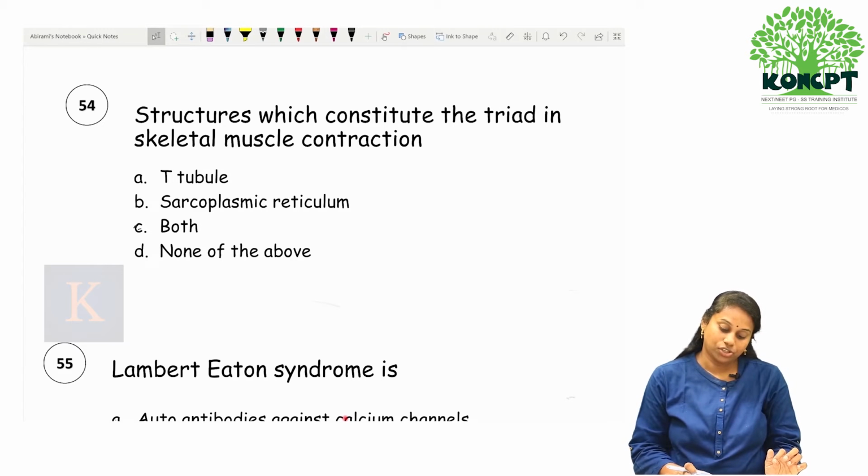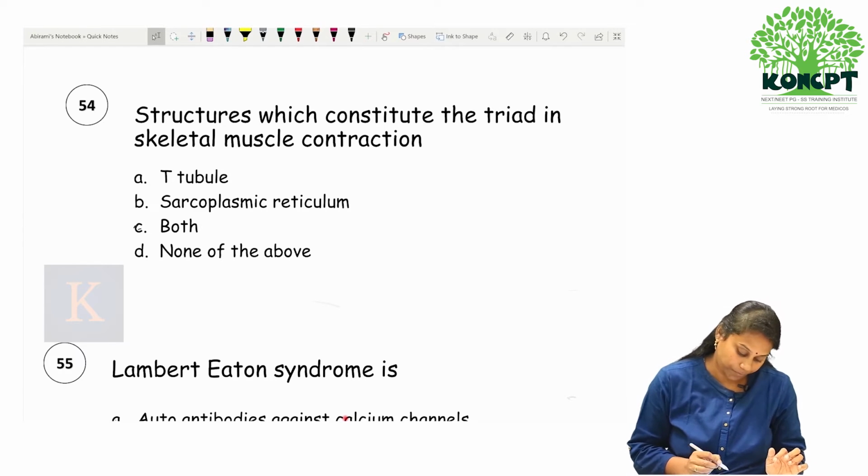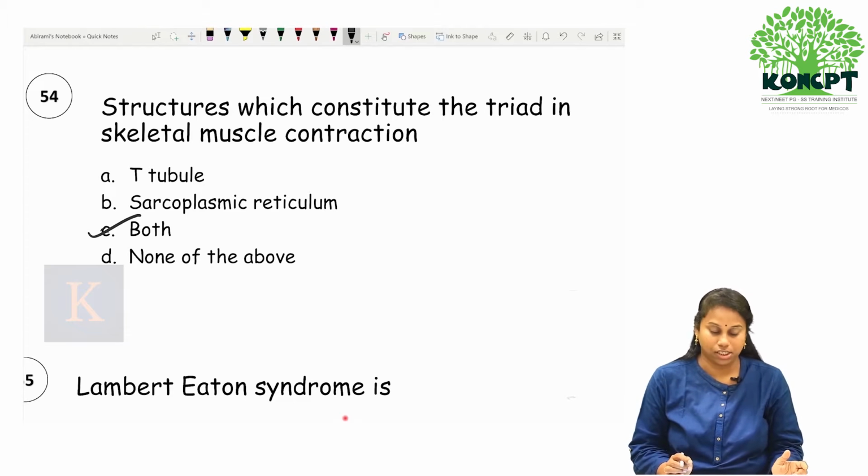So, structures which constitute the triad in skeletal muscle: sarcoplasmic reticulum and T tubule. So, both.